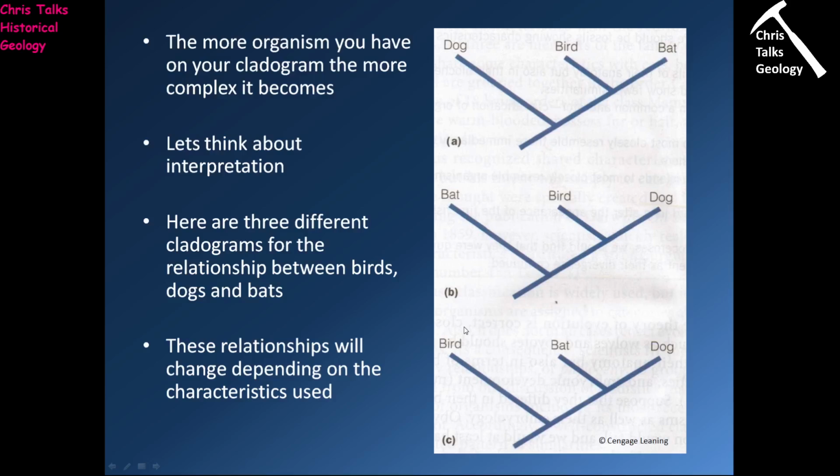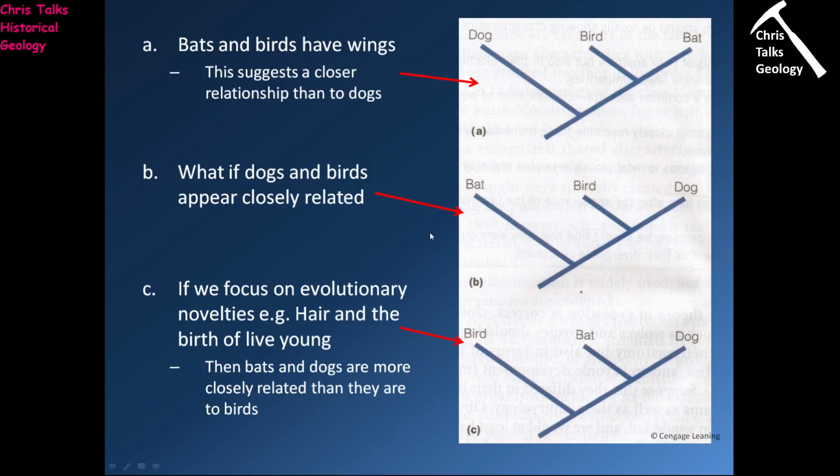So let's think about interpretation. So here we have 3 different cladograms for the relationships between birds, dogs and bats. So these relationships will change depending on the derived characteristics we apply. So if we look at the top diagram here, A, we're going to start off with, well, all 3 of these animals, they're all warm-blooded, so that's going to be our first characteristic they all share. As we move along the line, the next characteristic is a winged forelimb. Well, clearly dogs do not have winged forelimbs, so they're going to come off and form their own clade here.